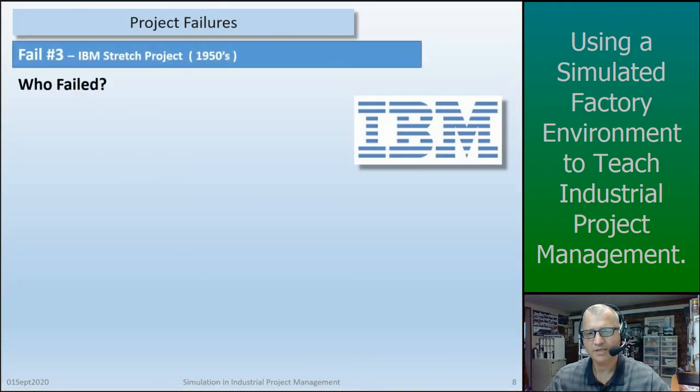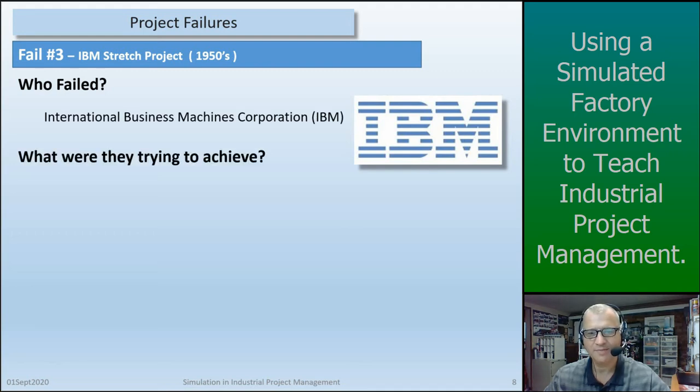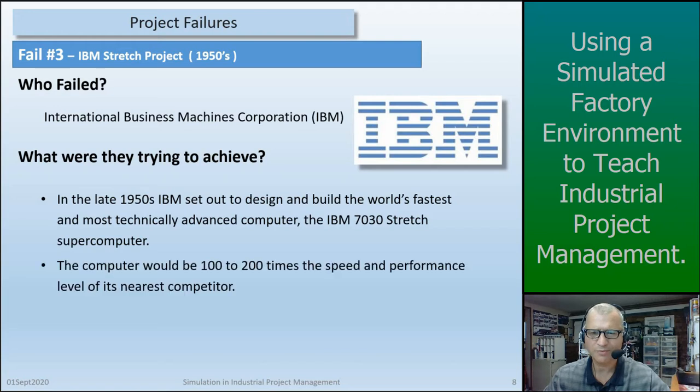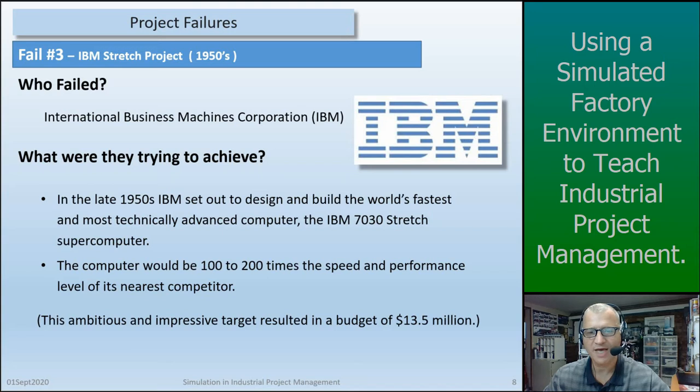The last project I talked to my students about concerns IBM and reaching back in time a bit to demonstrate that project failures are not new, and in fact has been going on for quite some time. Anyway, so back in the late 1950s, IBM set out to build the world's fastest and most technologically advanced computer, which they called the IBM 7030 stretch computer. It was supposed to be 100 to 200 times the speed and performance of the nearest competitor with an ambitious price tag of about $13.5 million.